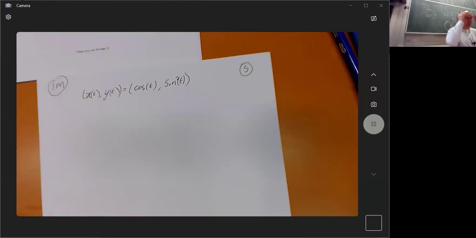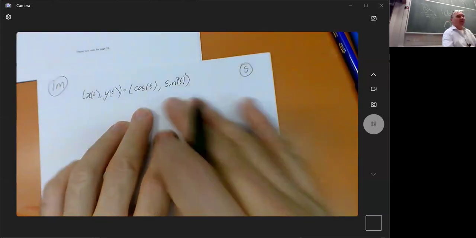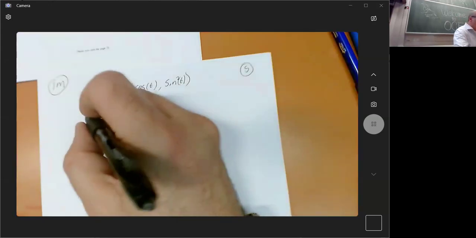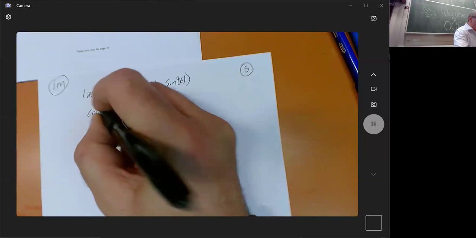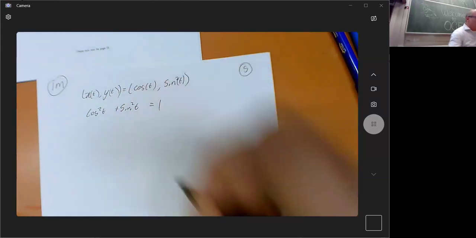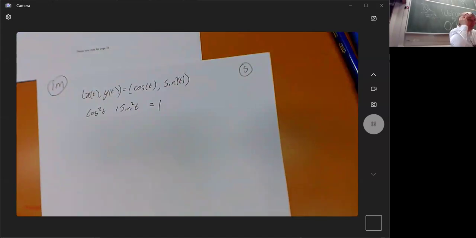This is one of those horrible things where we're going, hang on, I want to go from this parametric form to a Cartesian form. So what I can do is exploit something that says cosine squared t plus sine squared t is equal to 1. I want to have that relationship. This one's actually surprisingly easy, all right?